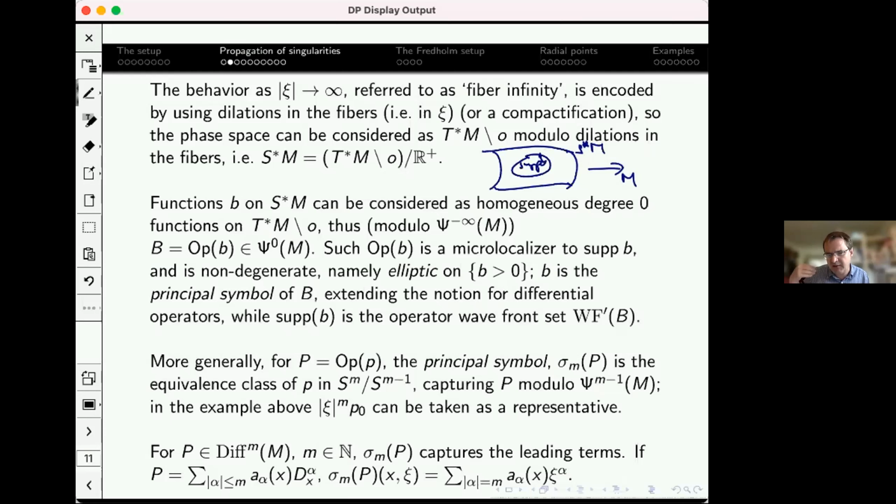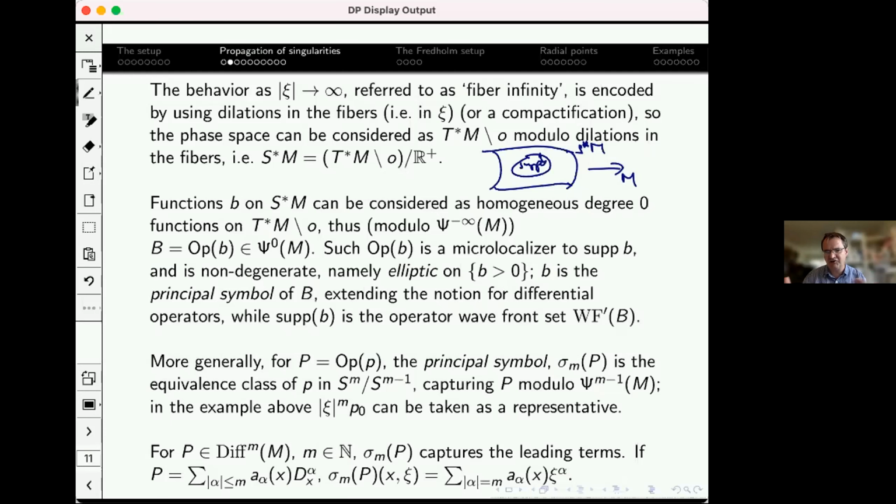This symbol, this function little b, from which capital B came, is the principal symbol of it. We'll have a comment in a moment about differential operators, and the relations are exactly the same; there's a common framework for all pseudo-differential operators, including differential operators. And another name, I think introduced by Hörmander, for the support of this little b is the wavefront set of the operator capital B.